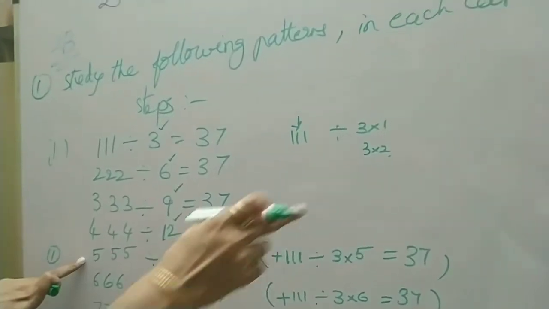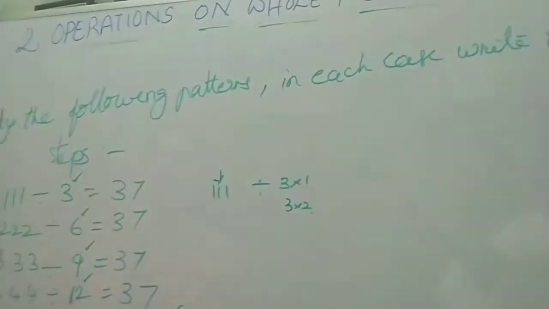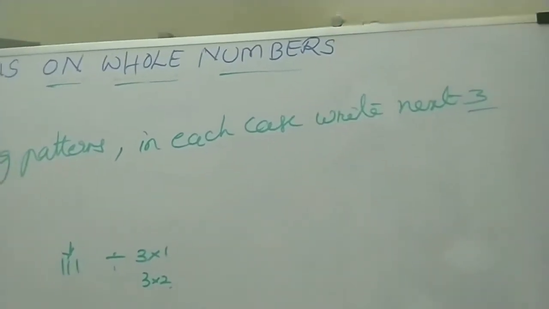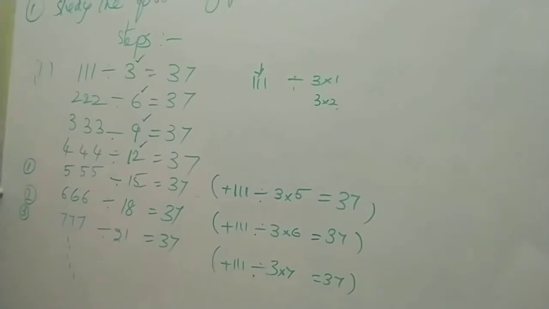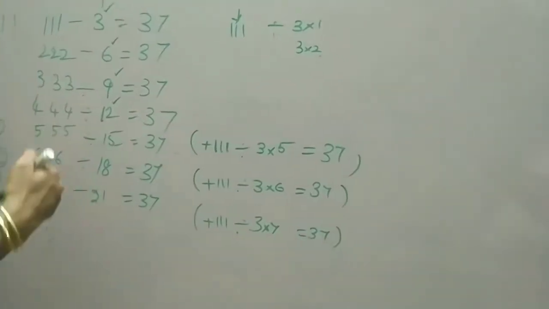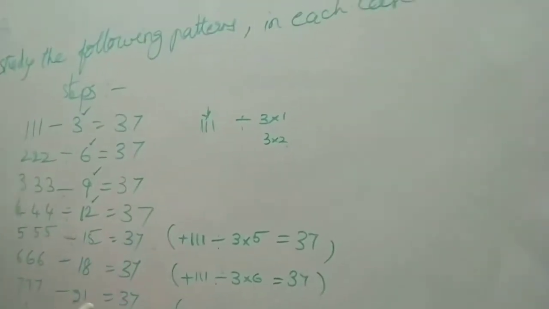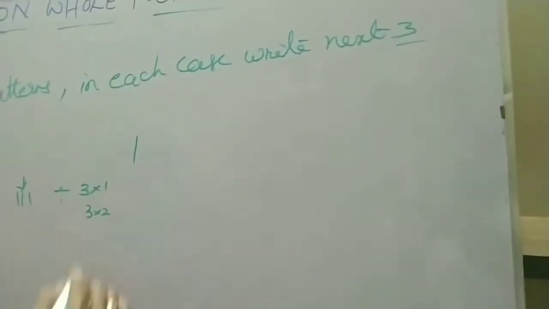Remaining 3 steps. So you have to write 3 steps, right? 1, 2, 3 steps. Okay. So we can extend this pattern like this. Okay, if you see the next one.